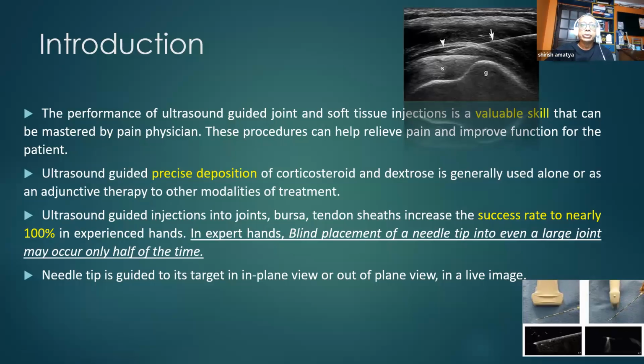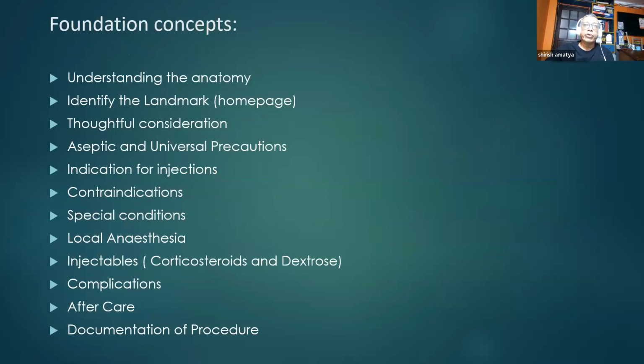So coming to the foundational concept of injection, not only for steroid and dextrose but also for PRP, we have to know these foundational concepts very nicely. First is understanding the anatomy. Second is identifying the landmark where you are giving the injection. And third, we have to consider whether we have to go for pharmacotherapy or an interventional technique. And if you are planning to go for the interventional technique, all aseptic measures as well as universal precautions have to be taken. We have to know the various indications.